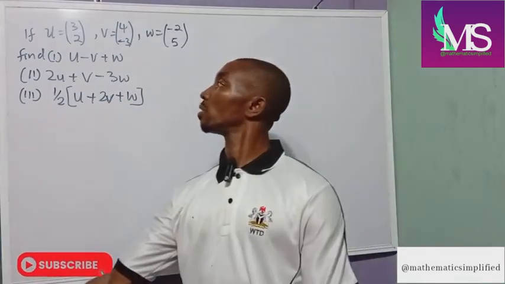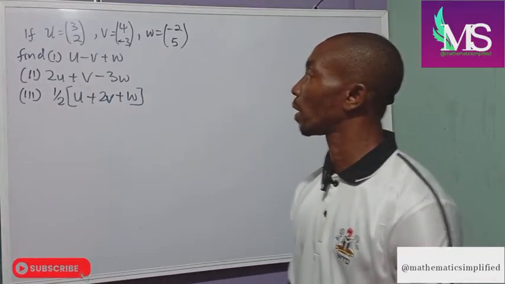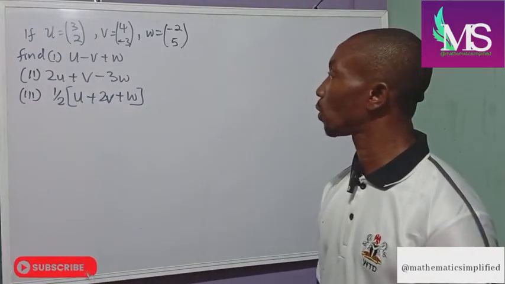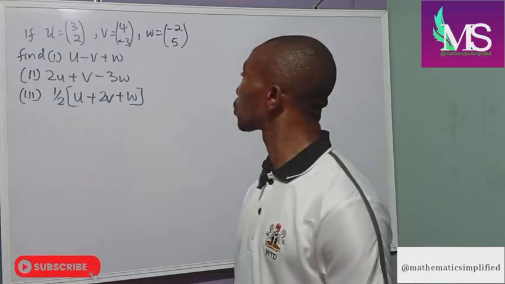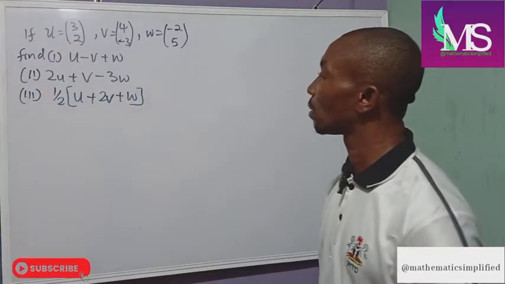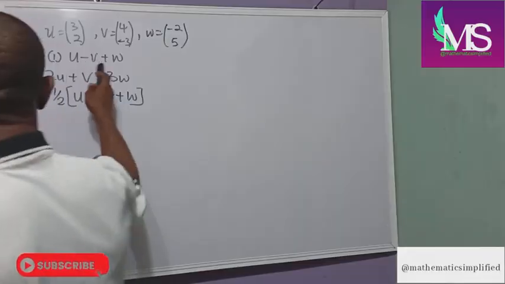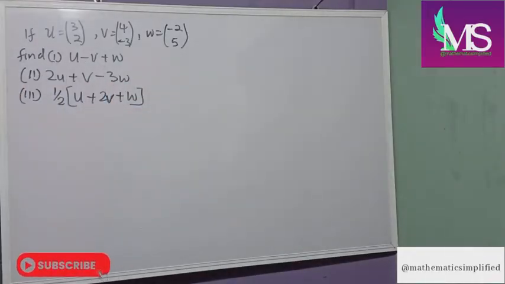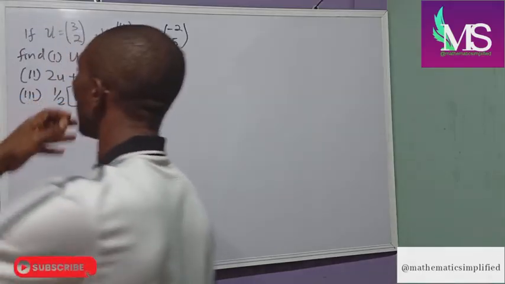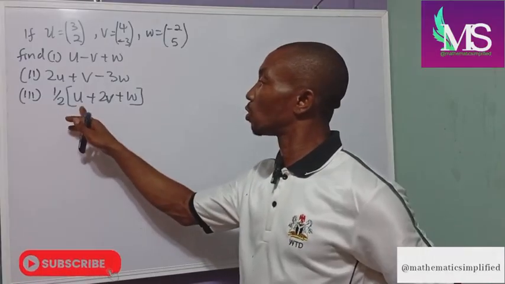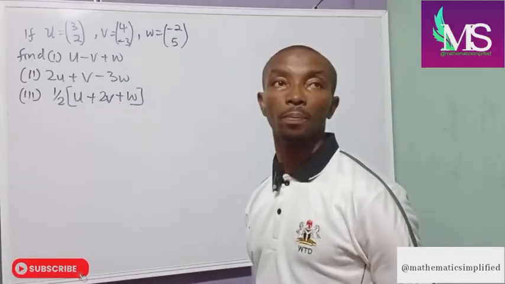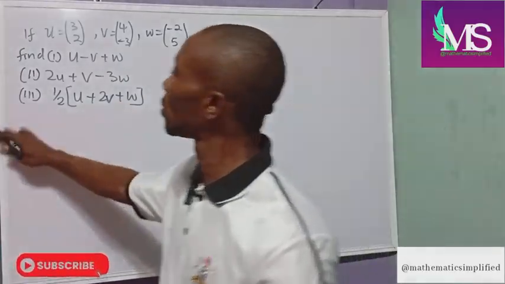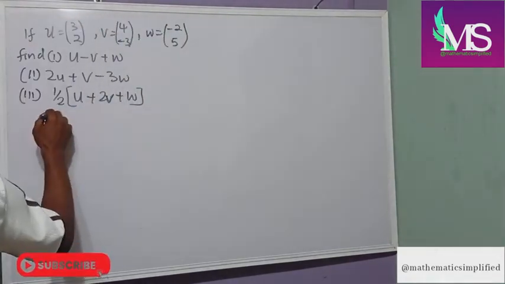Our next question says, if u equals (3, 2), v equals (4, -3), and w equals (-2, 5), we should find u minus v plus w, 2u plus v minus 3w, and half bracket u plus 2v plus w. Now, in order to solve this, solution.